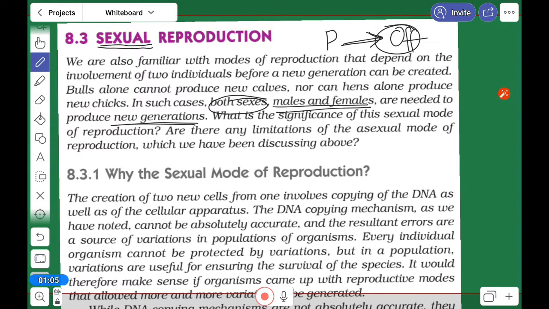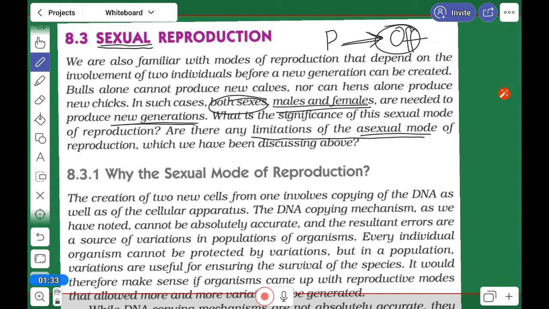In previous asexual reproduction, we know that asexual reproduction is present mostly in the lower organisms, and the higher organisms do sexual reproduction. In lower organisms, there are some limitations of the asexual mode of reproduction that we'll discuss afterward. Now, in sexual reproduction, there are some advantages.